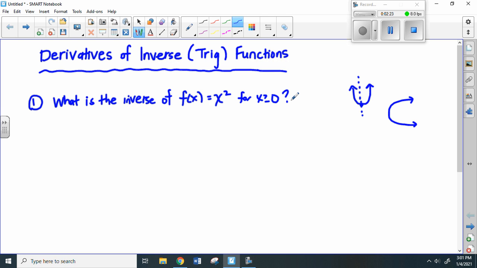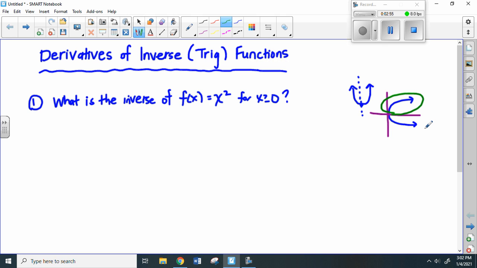Maybe you can look at this sideways parabola, and if you were to put it on a coordinate plane, it would actually look like this. And if I only looked at the x's greater than or equal to 0, I'd be looking at this half of the graph, and perhaps you can tell that that's the square root of x. So the inverse of x squared is the square root of x.